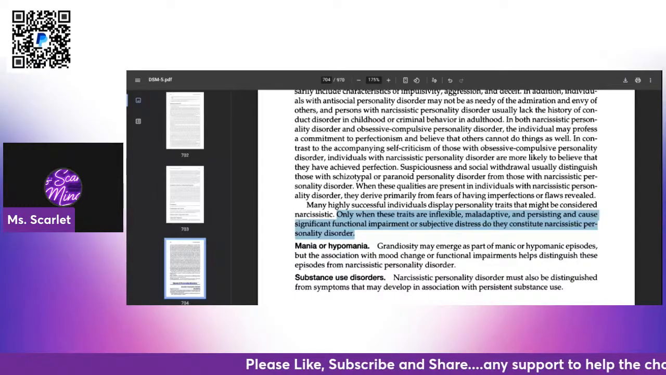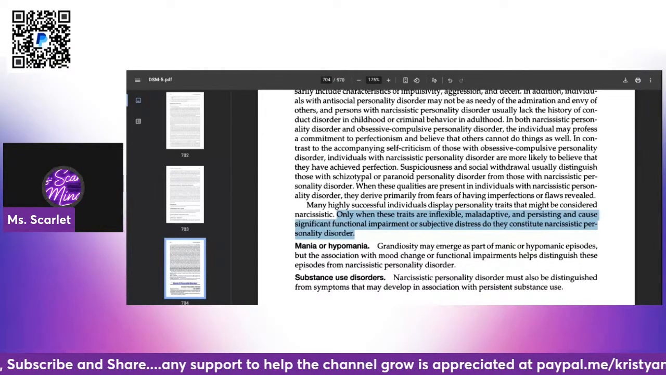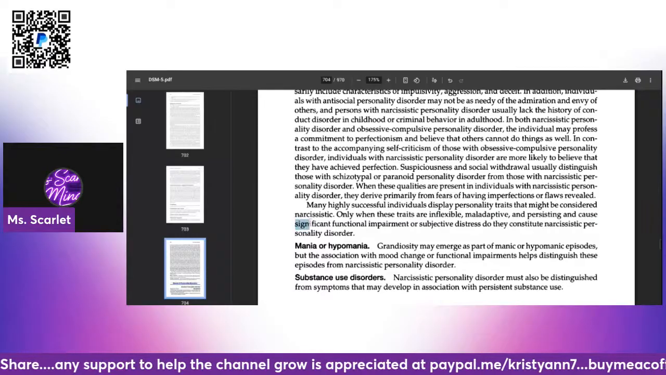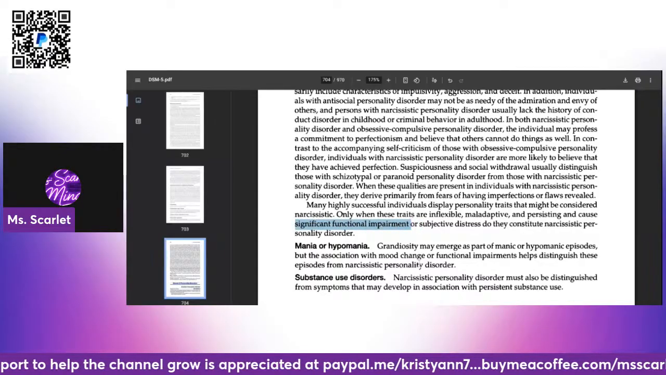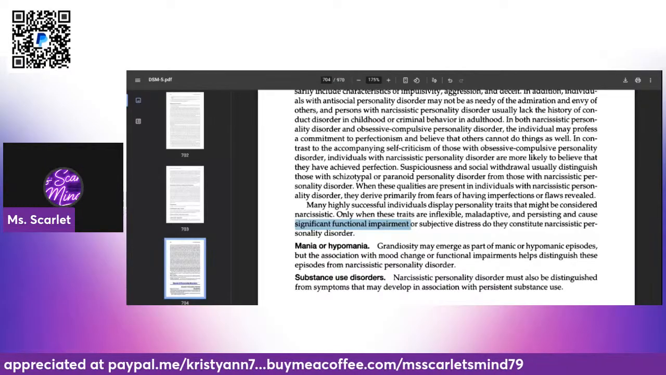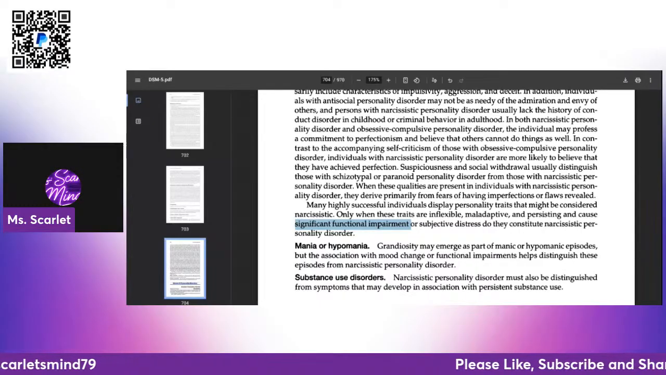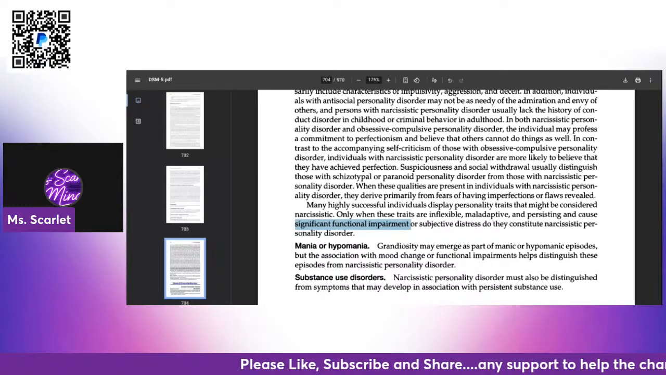One of the biggest points in this is not only that it's inflexible, that it's constant, it's that it causes this right here, significant functional impairment. So it actually has to affect their lives. And sadly enough, that's not that hard to attribute to even someone that has narcissistic tendencies, because depending on the situation, it could easily cause some impairment in a social setting, but it wouldn't affect every social setting.